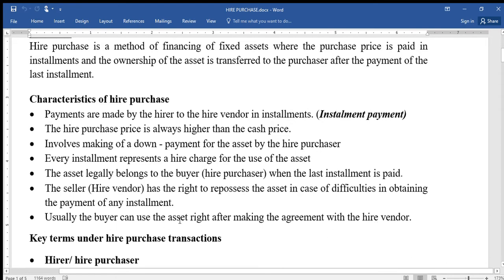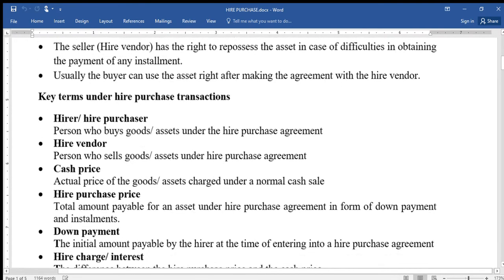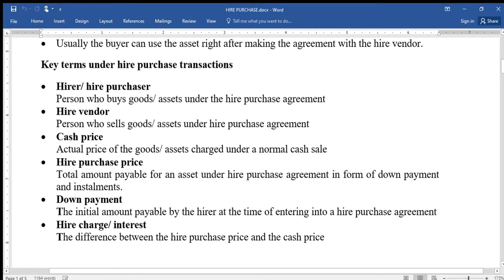Then let's look at the key terms under hire purchase. The first term we have is hirer or hire purchaser. A person who buys goods or assets under a hire purchase agreement is called a hirer or a hire purchaser. Then a hire vendor: a person who sells goods or assets under a hire purchase agreement is called a hire vendor or a seller.